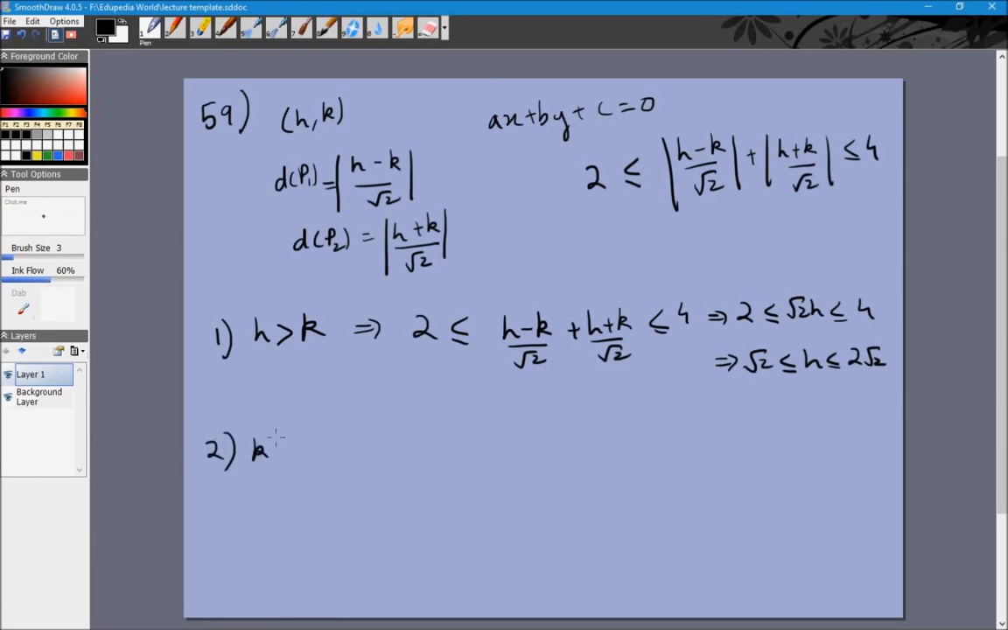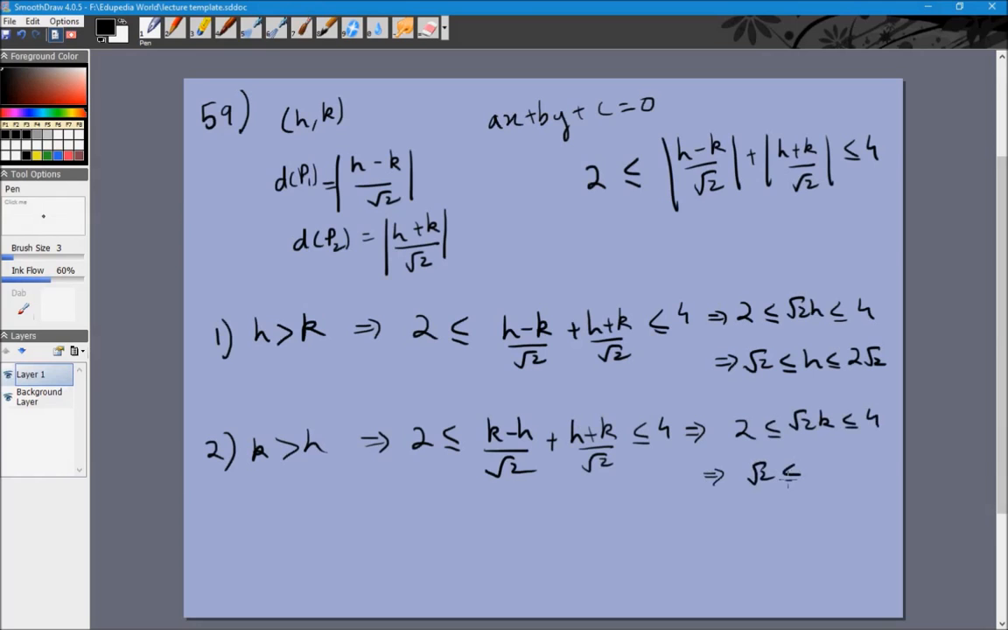In the second case, if k is greater than h, we will have 2 is less than equal to, now this is (k minus h) by root 2, the distance, plus (h plus k) by root 2 less than equal to 4, which means 2 is less than equal to k by root 2 plus k by root 2 or root 2 k less than equal to 4, which means that root 2 is less than equal to k is less than equal to 2 root 2. Right, so these are the two important equations.